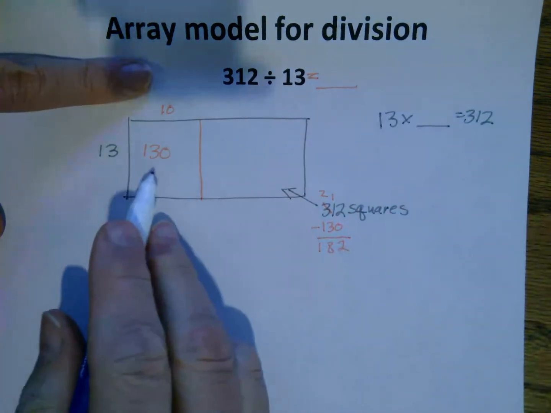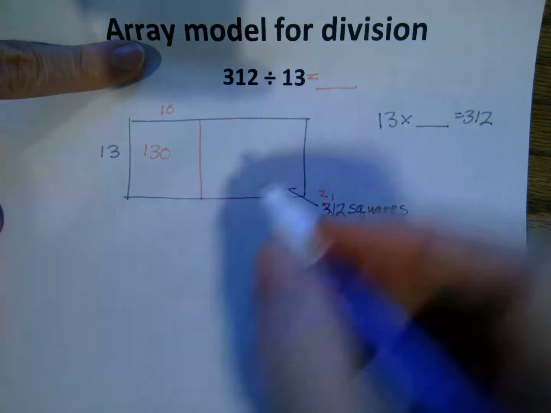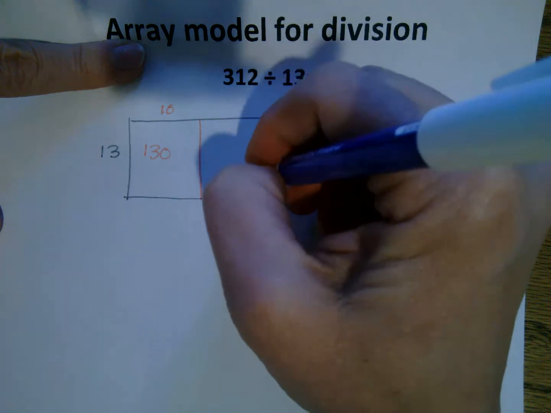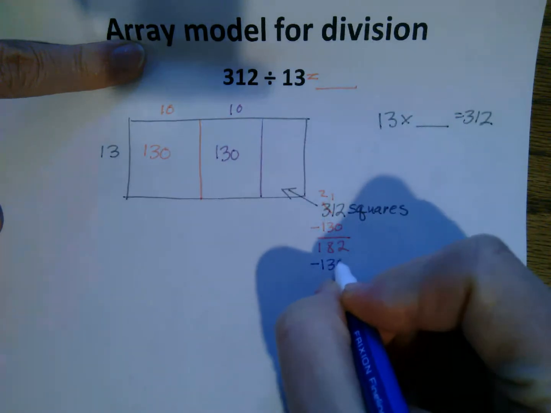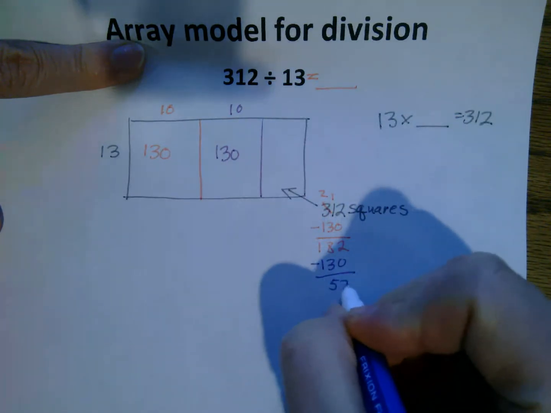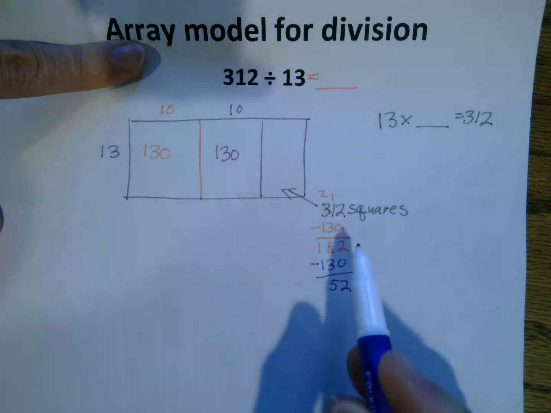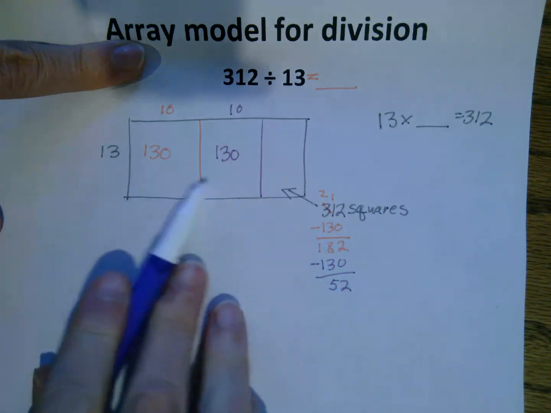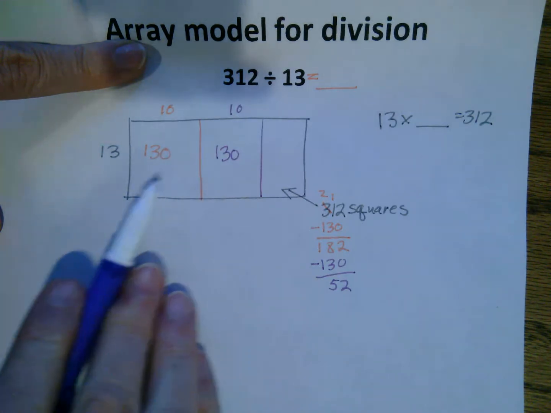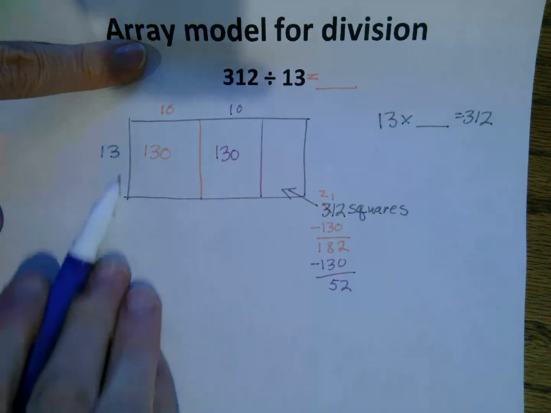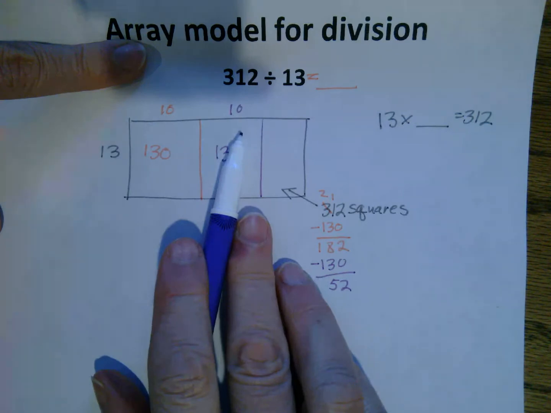Well, 10 worked before and that was 130, so I'm going to put another 130 squares here. So 10 by 13 is 130. So another 130 away is 52. So I've now got 260 of my 312 squares arranged in here, in my mind, in an array that's 13 high and it's now 20 wide.